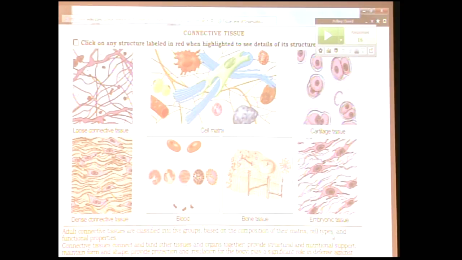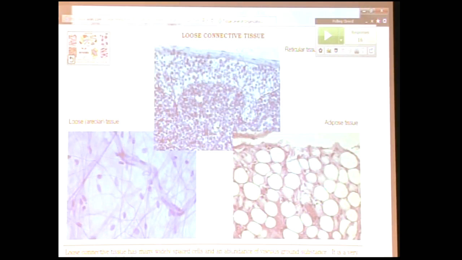All right, so here's all the different ones. I just picked out, hopefully there's 4 in the study guide. So we'll start with a type of loose connective, and we'll do adipose tissue.